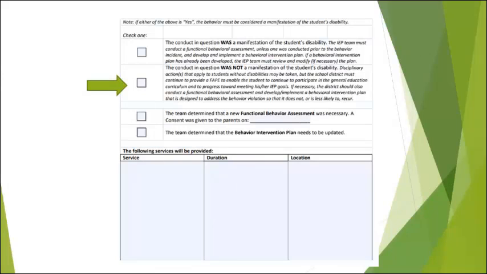If the team checks no in both questions on the previous page, then it is determined the conduct was not a manifestation of the student's disability. While the school may apply disciplinary action the same as students without a disability, the school must continue to provide special education services to ensure FAPE. The team must determine what services will be provided, the duration of those services, and the location in this section below. The team may also wish to consider if an FBA is something they need to assist them in supporting the team in the student's future behavior needs.